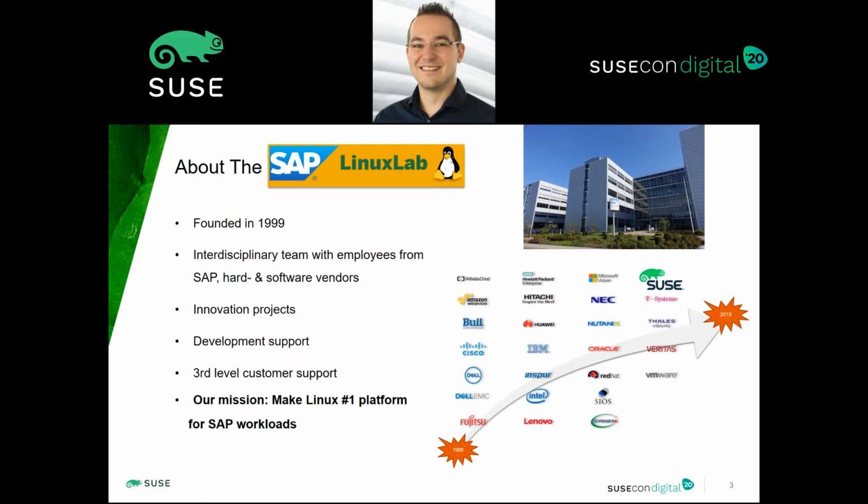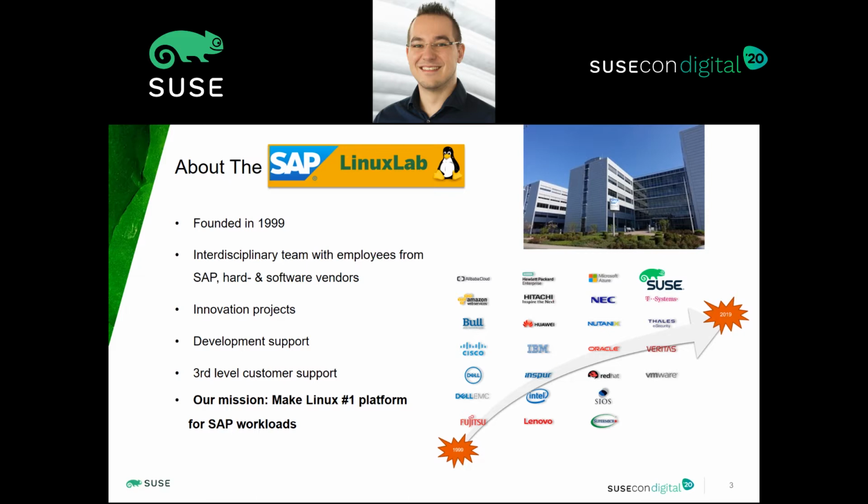So what we do at the SAP Linux Lab is driving innovation projects, which means we are creating proofs of concept together with SAP and other partners to evaluate and implement new technologies into existing products. We are also providing development support in terms of supporting SAP engineering when they are facing issues with Linux workloads or having questions around Linux. We then may forward their requests to our product management or engineering departments if changes or new features are desired. There is also a third level customer support provided by us.